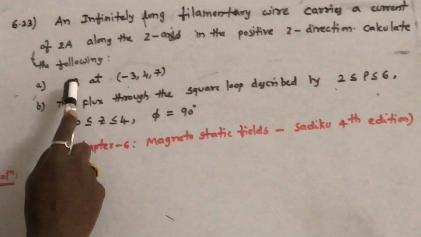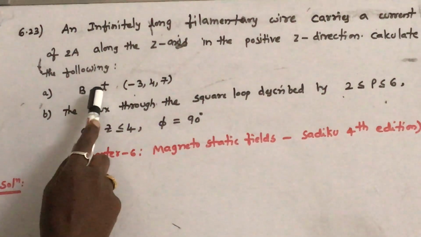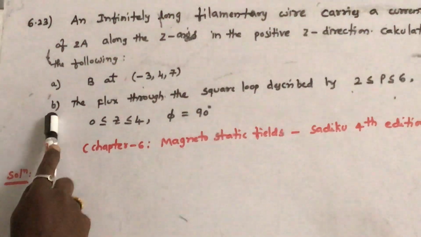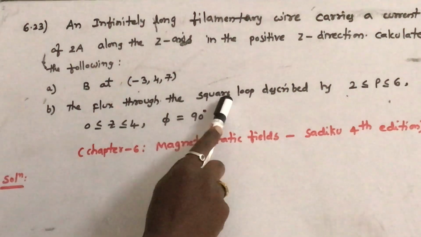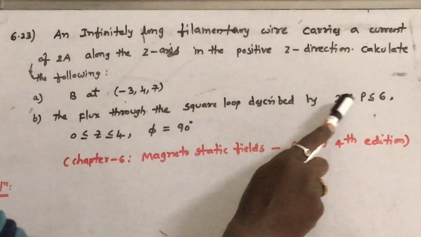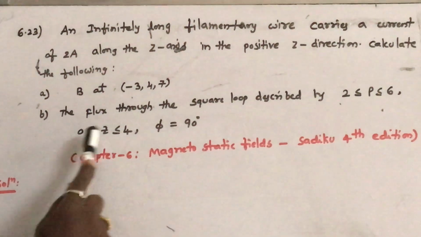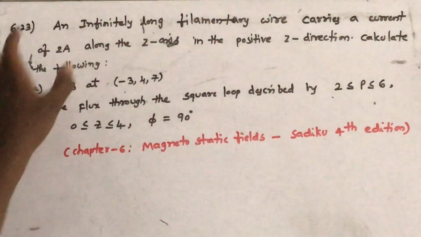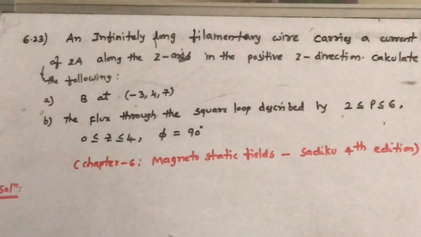Calculate the following. Question A is the magnetic flux density B at (-3, 4, 7). Question B is the flux through the square loop described by rho varying from 2 to 6, z varying from 0 to 4, and phi equal to 90 degrees. So, very simple problems. Let us see how to solve this problem.